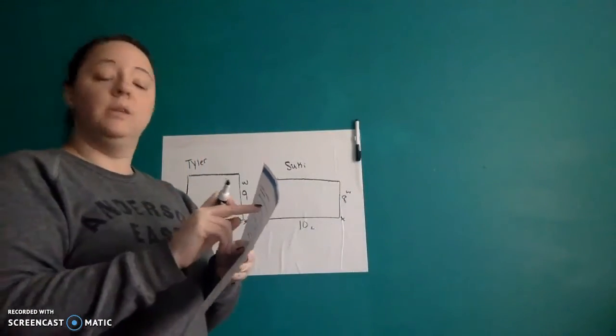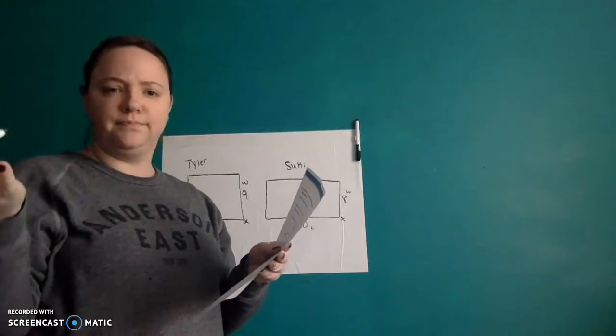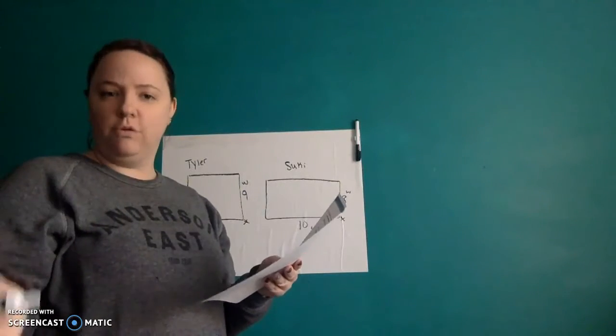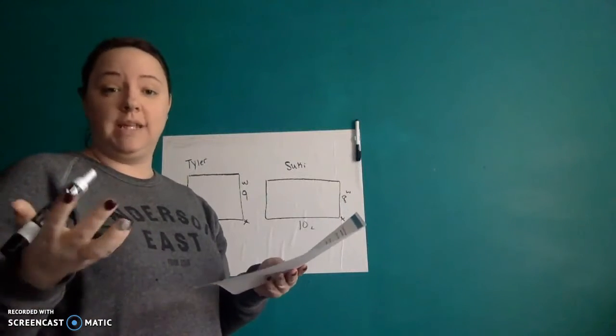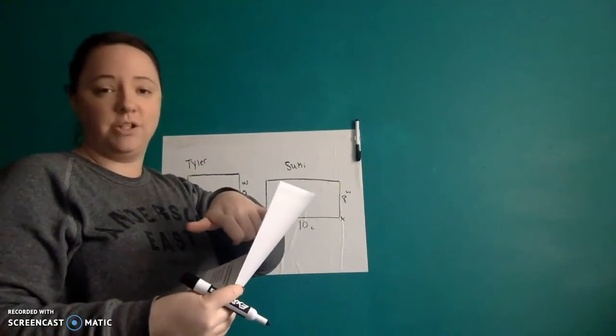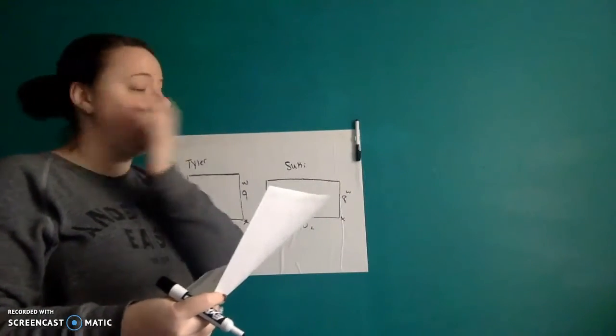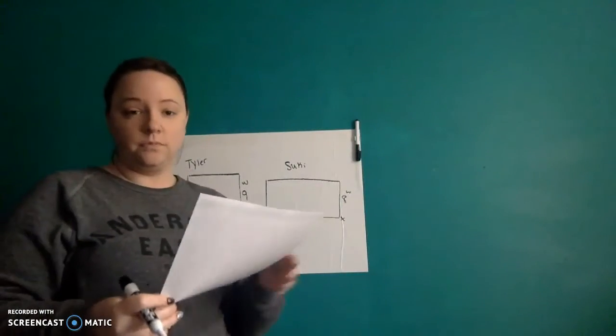So we're going to write, the problem wants us to know the area of both of the rooms, and then we need to find which one is greater. So you can write on the line, after it says, what does the problem ask you to find? The problem asks us to find the greater area. So we need to figure that out.